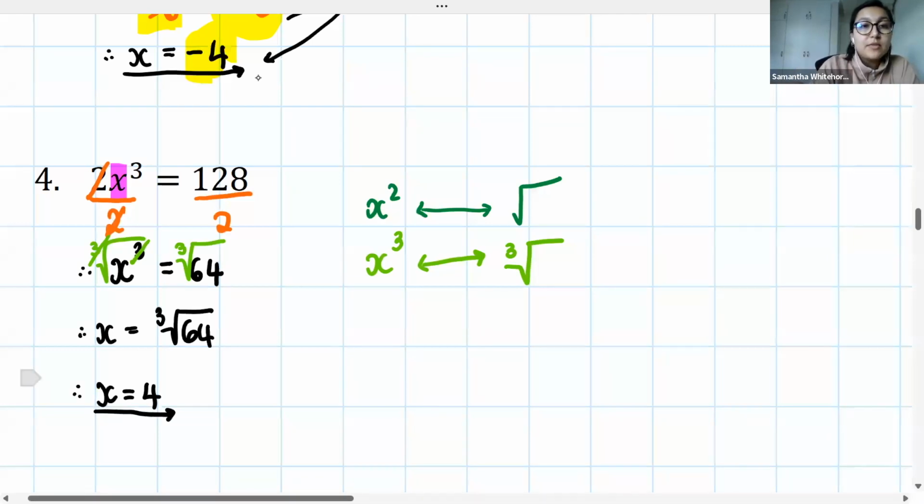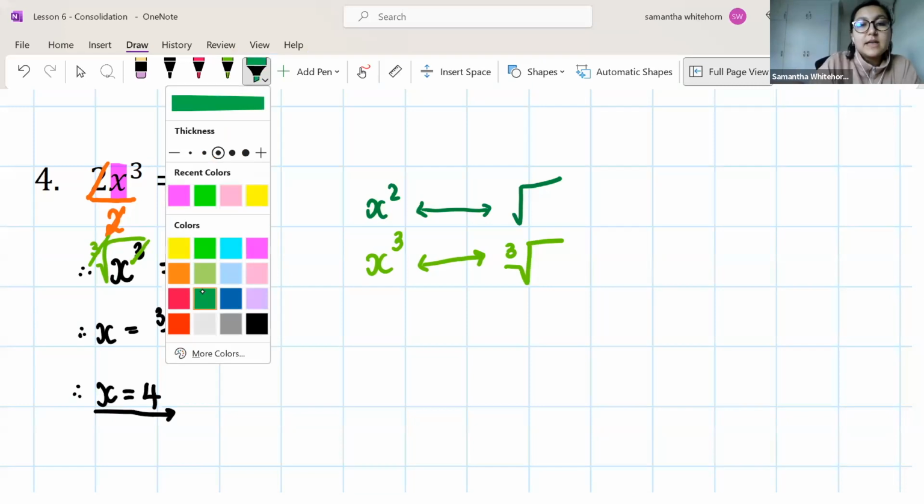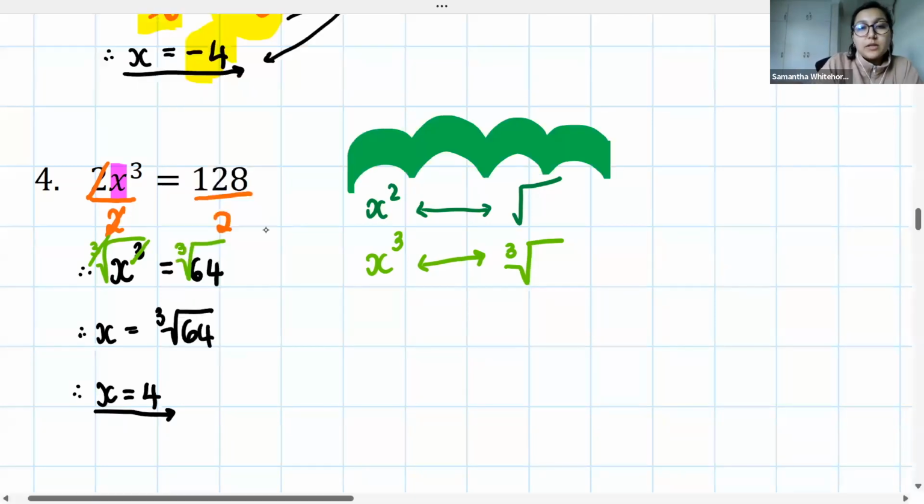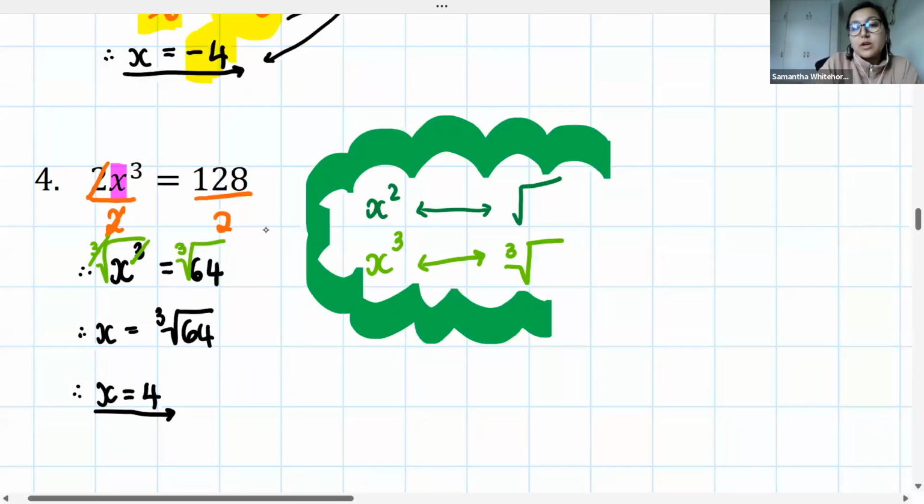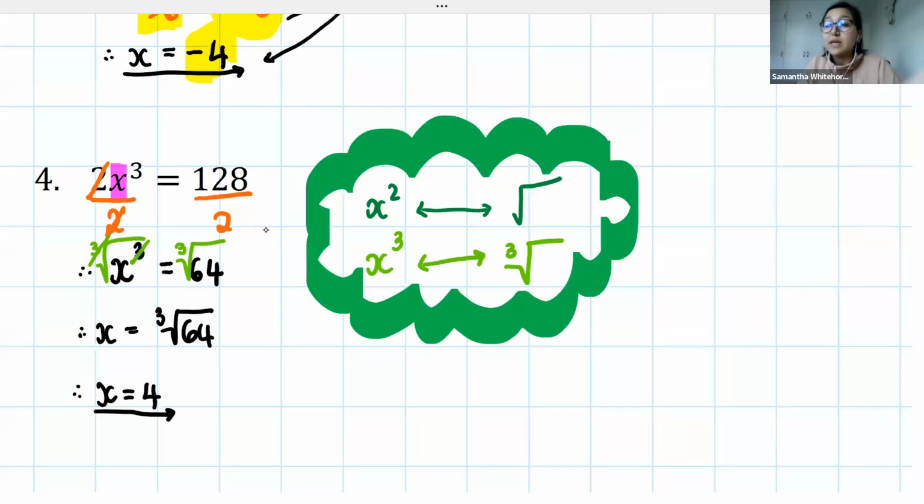So the takeaway from this example is that when it comes to exponents, they also have inverse operations that we need to apply. The method that we're using to solve the equation isn't any different. We're using inverse operations. We just need to remember what those inverse operations are for equations where there are exponents.